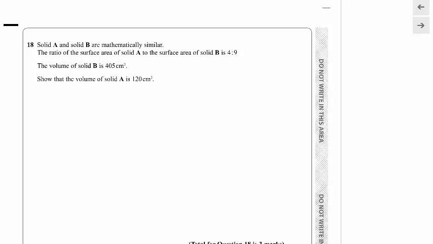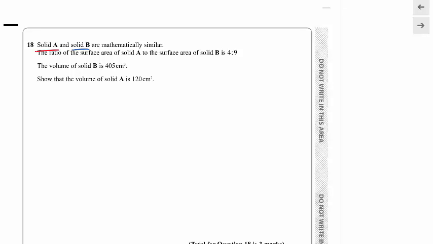Also, boy is this a crack of a question. We've been given two solids, solid A and solid B, and we're told they're mathematically similar. Remember, all a solid is just a 3D shape, all right? And if it's mathematically similar, then we can imply that if solid A is a cube, then solid B will also be a cube. If solid A is a cylinder, then solid B will also be a cylinder, okay?